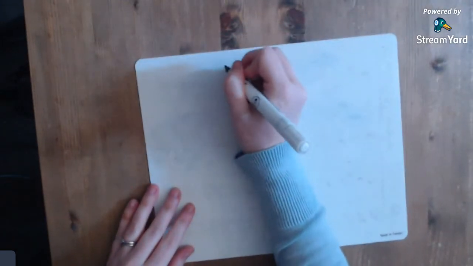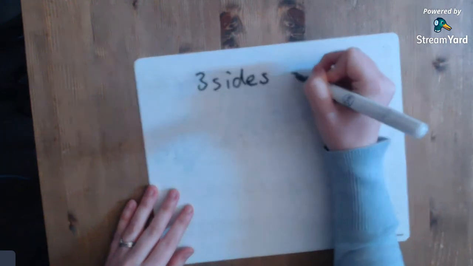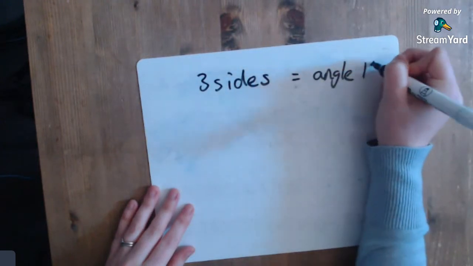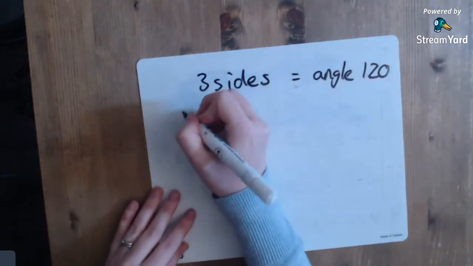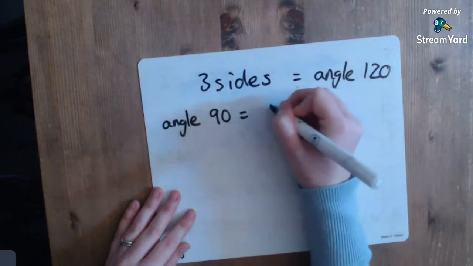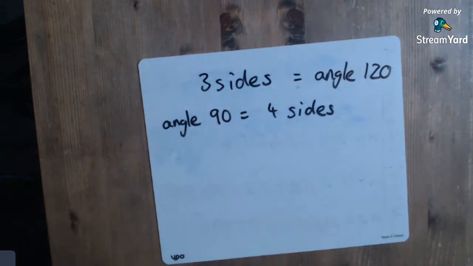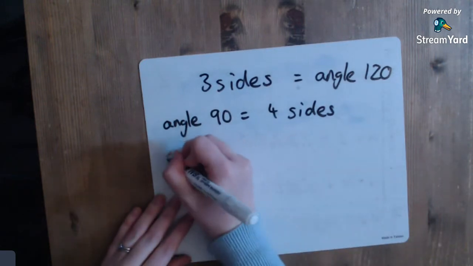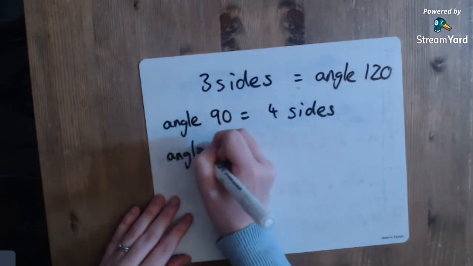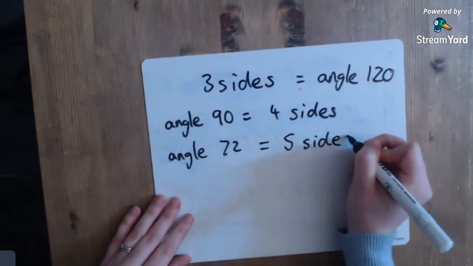So 3 sides is angle 120. Or I could swap those round, or angle 90 is 4 sides. What's the angle for 5 sides again? If we go back to our previous lessons, we look at pentagon, had an external angle of 72. That was 5 sides, and so on and so on.